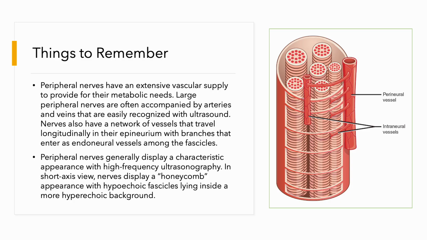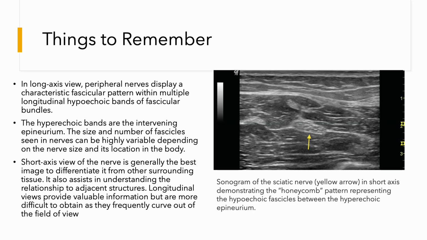So peripheral nerves generally display a characteristic appearance with high-frequency ultrasonography in short-axis view. Nerves display a honeycomb appearance with hypoechoic fascicles lying inside a more hyperechoic background. In long-axis view, peripheral nerves display a characteristic fascicular pattern with multiple longitudinal hypoechoic bands of fascicular bundles. The hyperechoic bands are the intervening epineurium.